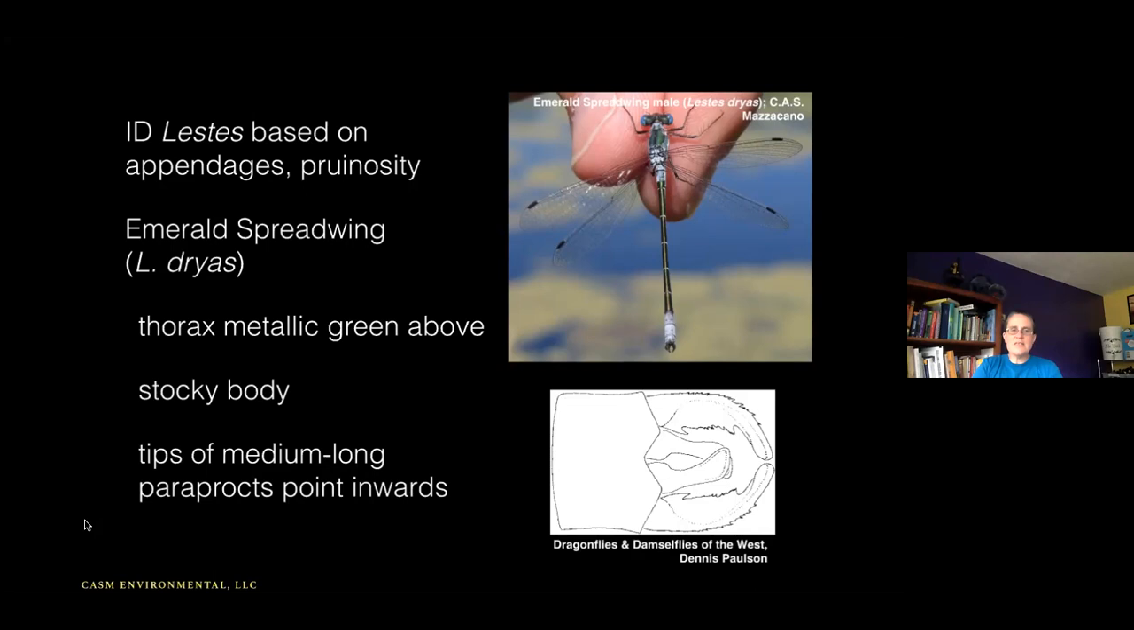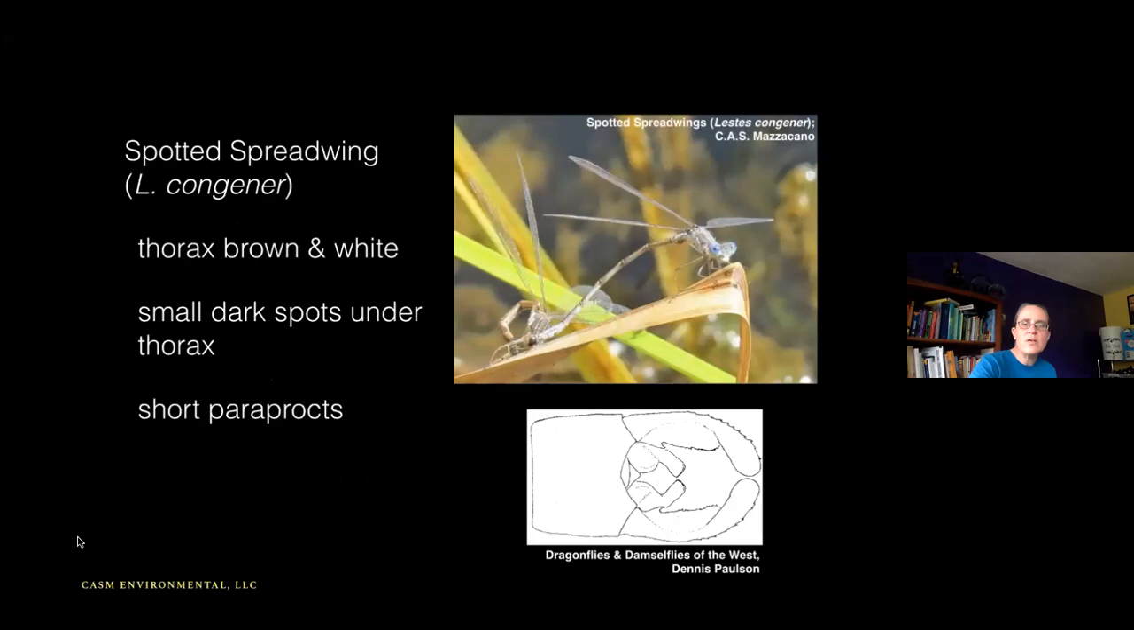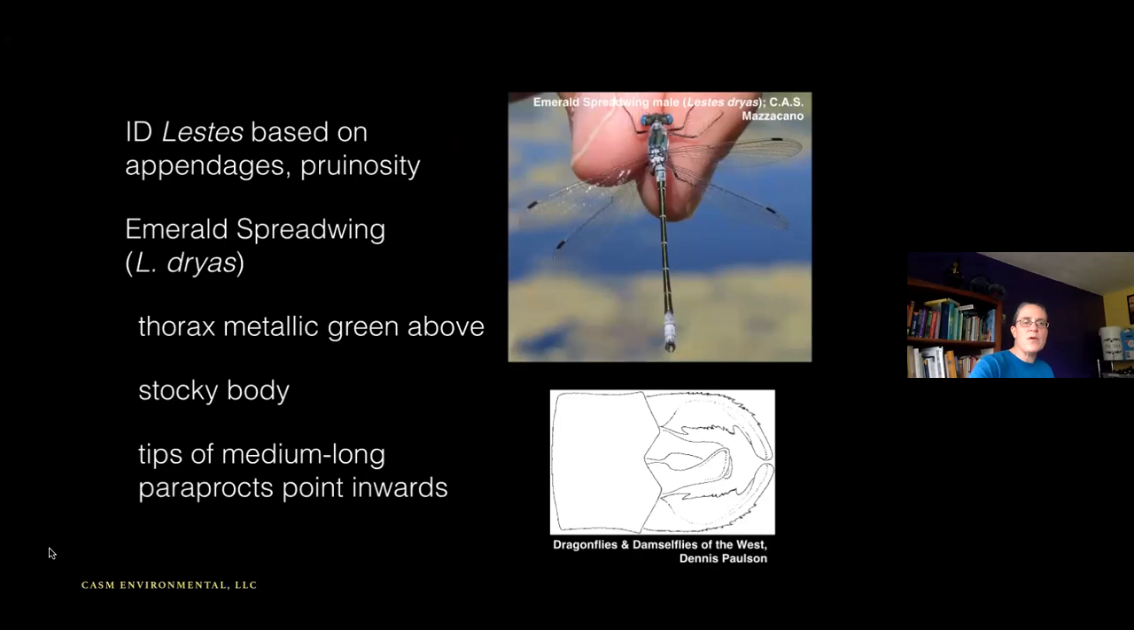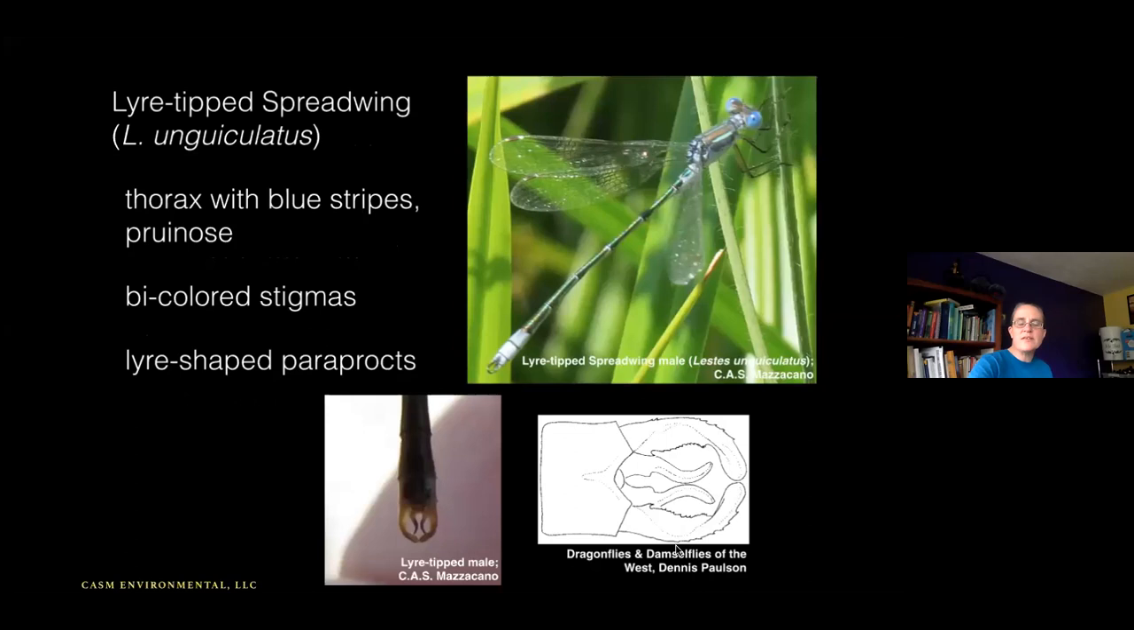So in other places in Multnomah County, I have found spreadwings in this genus, only one, the lyre-tipped spreadwing. So I'm going to flash through these pretty quickly because they're not the most likely ones that you're going to encounter. So we've got emerald spreadwings that are in the county, and the spotted spreadwing that has little dark spots on the underside of the thorax. You can see that the paraprocts here are sort of short, looks very different from the paraprocts of the emerald spreadwing. Lyre-tipped, so called because the paraprocts look like a Greek lyre. You can see that in the photograph here as well as in the drawing.